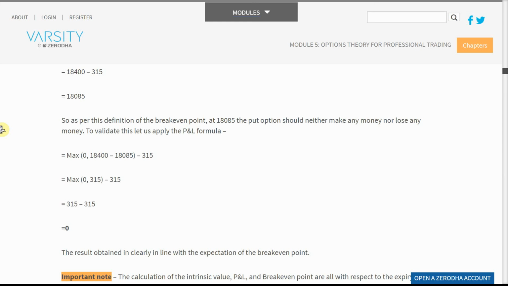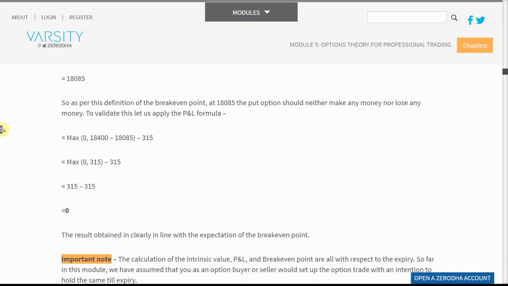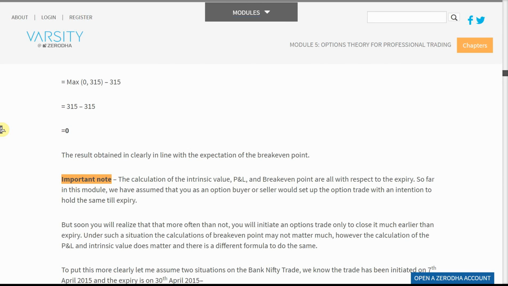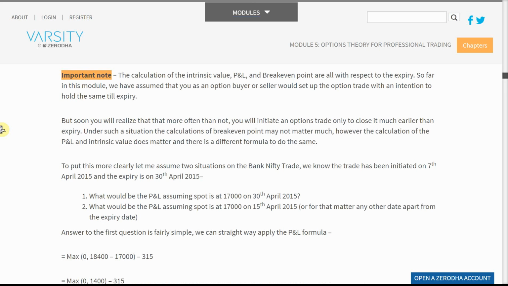To validate this, let us apply the P&L formula. Equals max (0, 18400 - 18085) - 315, equals 315 - 315, equals 0. The result obtained is clearly in line with the expectation of the break-even point. Important note: the calculation of the intrinsic value, P&L, and break-even point are all with respect to the expiry.